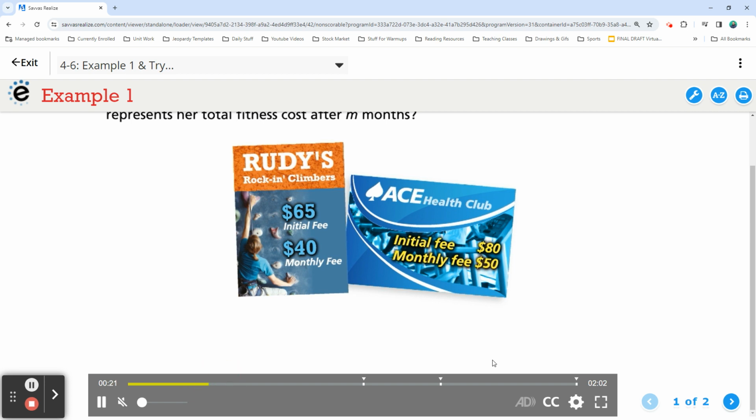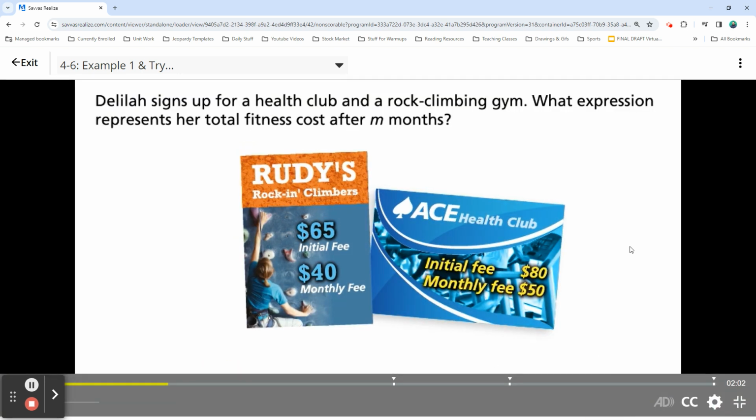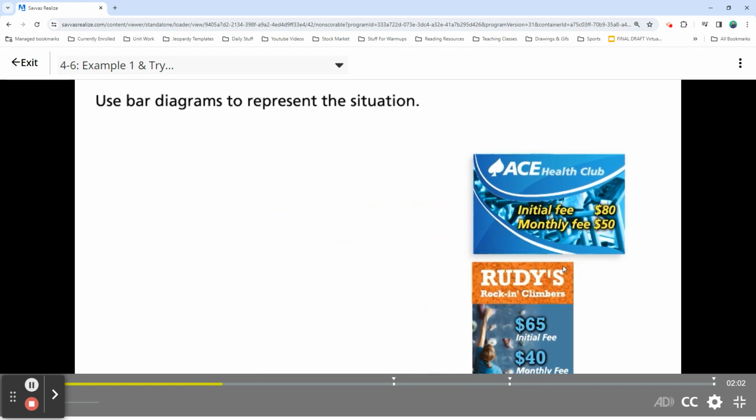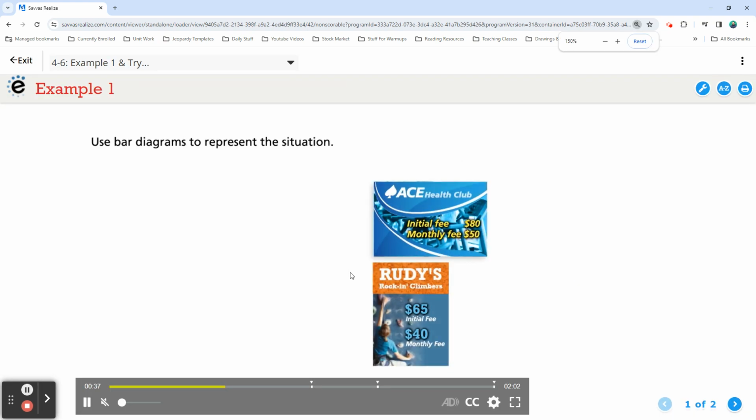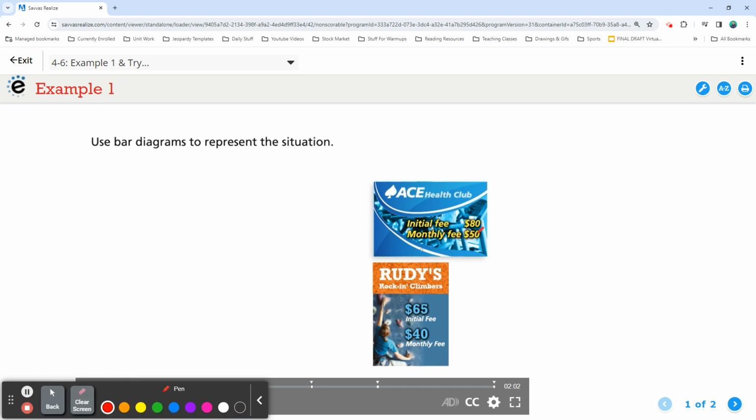They're saying that they have these 2 health clubs that are being signed up for. We can see the initial fee is your constant, and your monthly fee is how much you're paying per month. So what they're asking you here is, let me zoom out a little bit so you guys can see what's happening. They're going to give you a diagram, but I don't love the diagram. What I'm going to do instead is write an expression for each of these 2 situations.